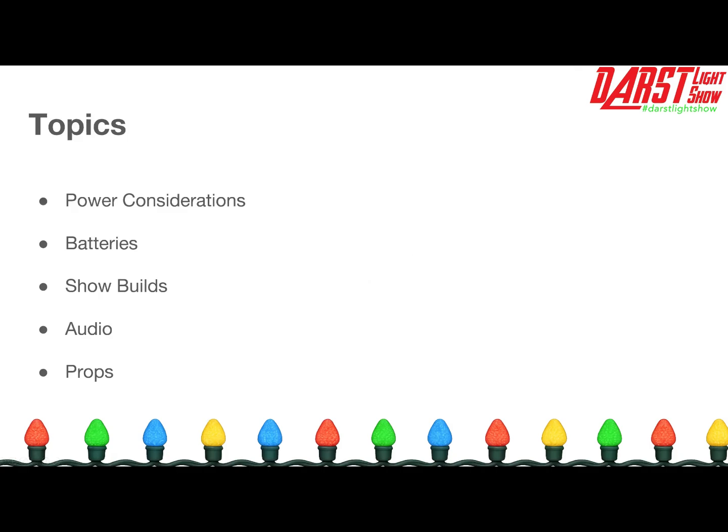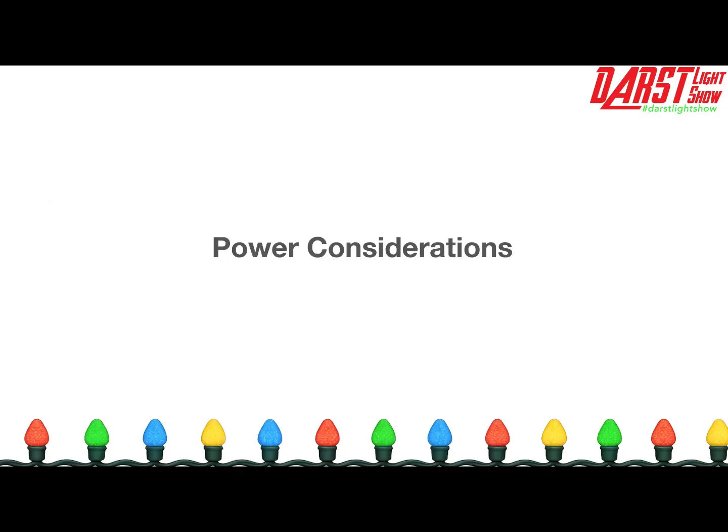Okay, so these are the areas that we're talking about. We're going to cover power, so that's a big one. That includes how you calculate power, the pixel selection or the light selection, and batteries or power sources. We'll talk about actually building the show. Audio is an area we won't talk a whole lot about, but it's one of the often overlooked pieces of a mobile show. And then we'll talk about props a little bit at the end.